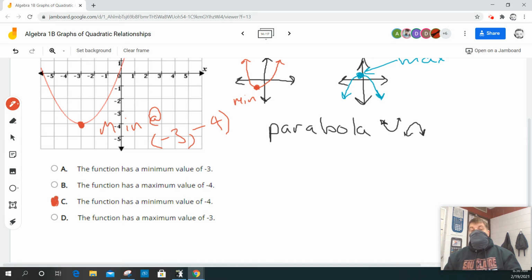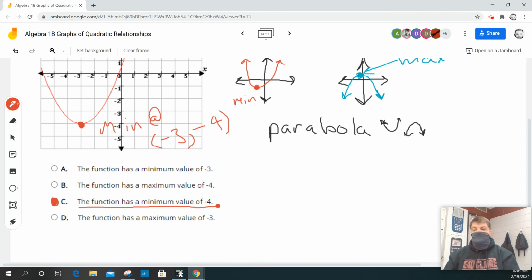Again, in your notes, you don't have to write down all the wrong answers. You just have to write down the right answers. Does that mean I want you to write down C? No, I want you to write down the function has a minimum value of -4.